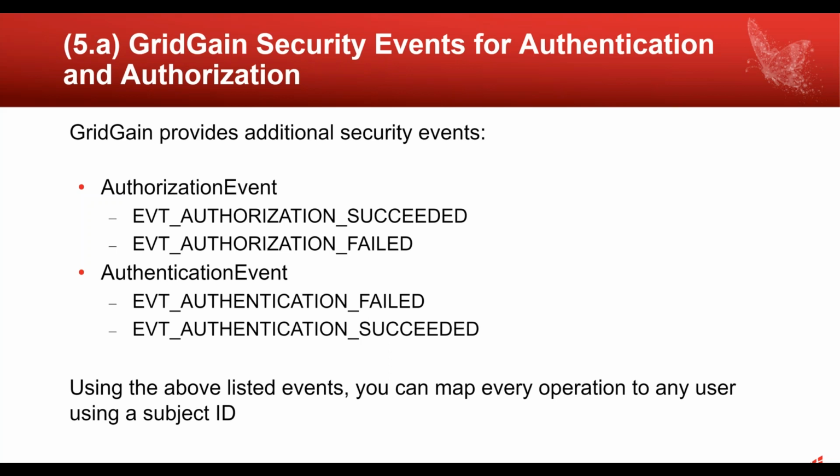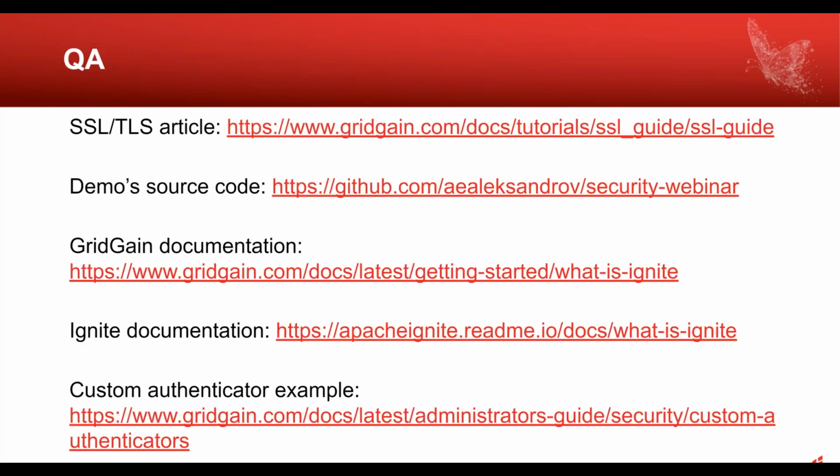The authorization event is the same, but for user actions. For example, when some user destroys the cache, you will have an authorization event for it. So you can see when your user destroys the cache and who it was. Using these two events, you can make your audit stronger. And I guess that's all for today.